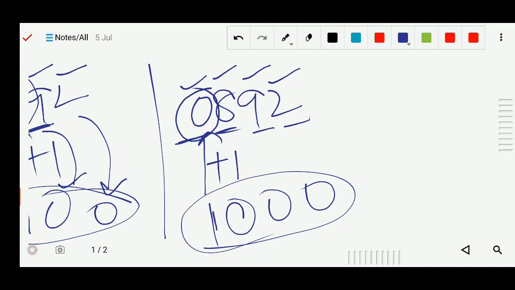Got it? So this is the round up nearest 10, 100, 1000. So likewise you can do the rest also. So now we will solve the next question, that is from page number 30. Take out page number 30, exercise 1F.